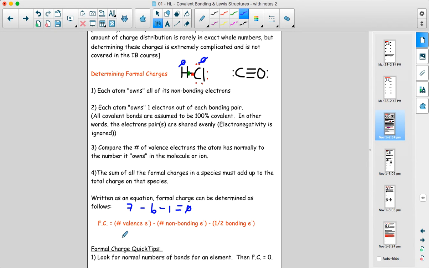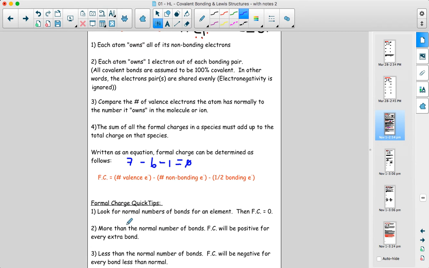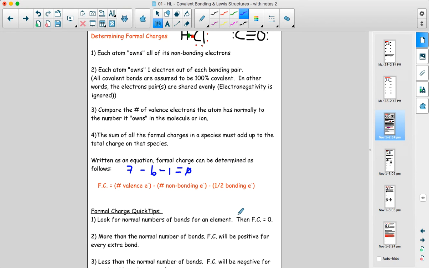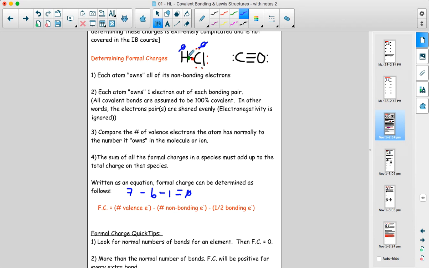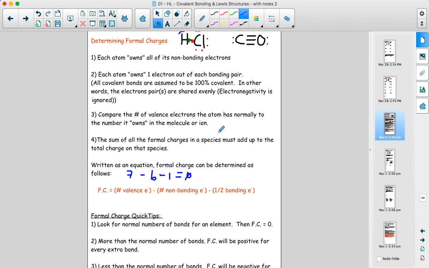So if you like an equation, you can use that equation. But essentially, you look for the normal number of bonds for an element. Hydrogen normally makes one bond. Chlorine also normally makes one bond. So when I look at this and they're just making one covalent bond, I immediately know both of them are going to have a formal charge of 0.